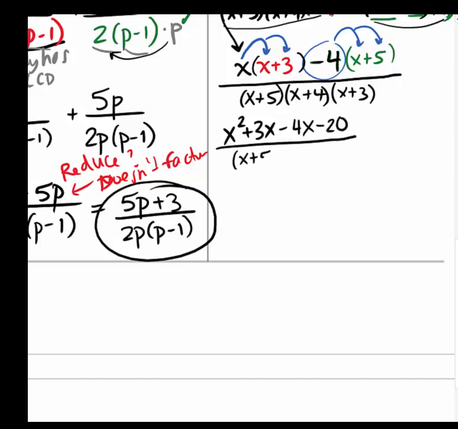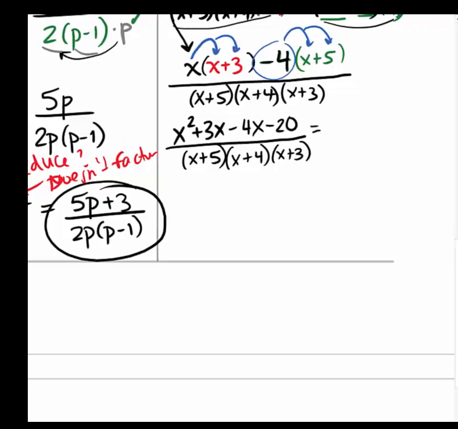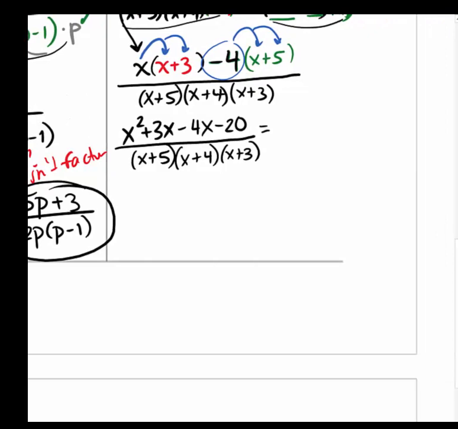And definitely, like we've said before, don't bother multiplying the denominator out. In the end, you're going to want to see if this reduces, and you're going to have to factor the denominator anyway. There's nothing helpful about multiplying that denominator out. It just complicates it. And the numerator has a couple like terms in the middle: 3x minus 4x makes negative x. And the denominator is just along for the ride.